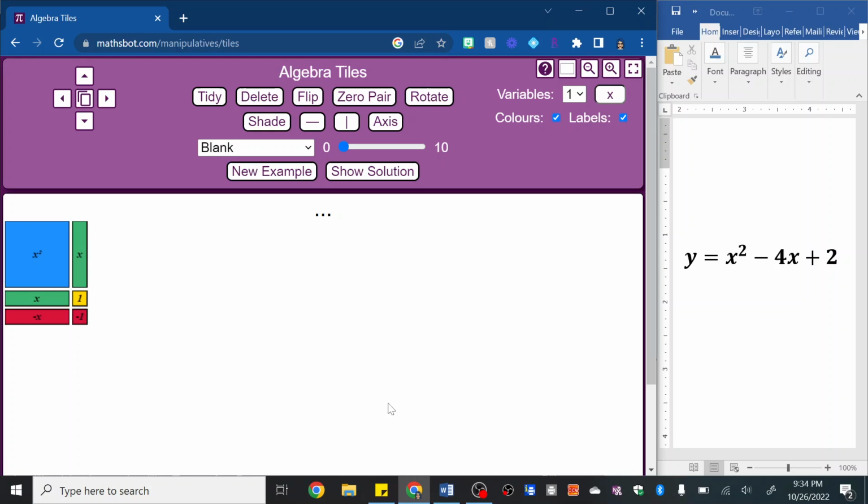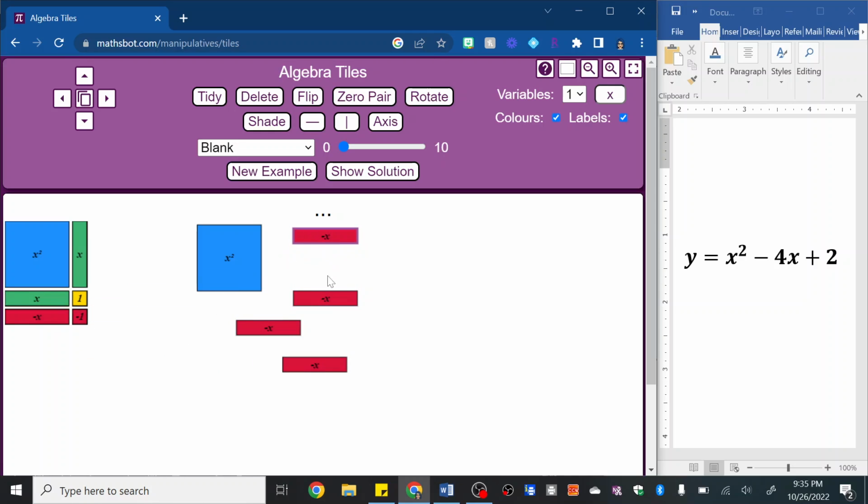So what I'm going to do is pull blocks out that are representative of what we have in that quadratic relation. The first thing that I notice is that I have an x squared, so I'm going to pull out an x squared block. Now notice that I have minus 4x. That means I need 4 of the red long rectangles that represent negative x, because I have negative 4x. So I'm going to have 1, 2, 3, 4. I'm just going to tidy them up and align them a little bit better like so.